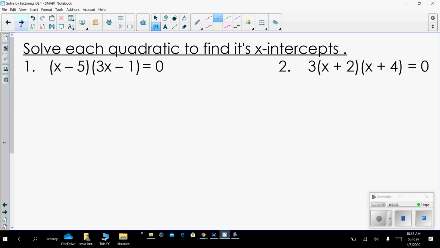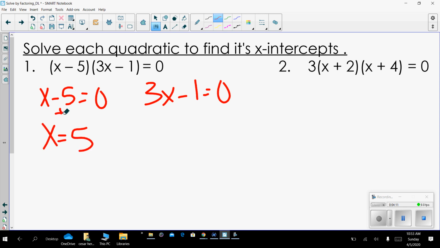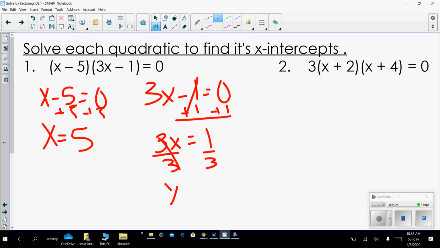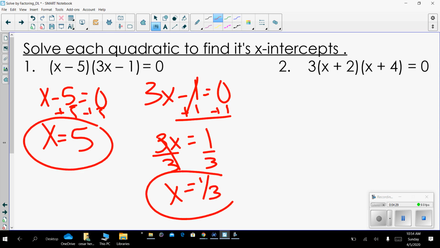Here we go. Number 1. So we're going to set this equal to 0. So we have x minus 5 is equal to 0, and 3x minus 1 is equal to 0. If we solve, we're going to have x is equal to 5, because we're adding 5 on both sides. And we're going to add 1 here, so 3x is equal to 1. Now we're going to divide by 3, so x is equal to 1/3. So these are your two x-intercepts, at 5 and at 1/3. Okay?